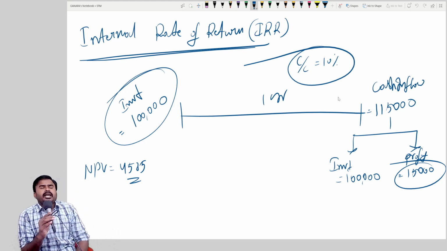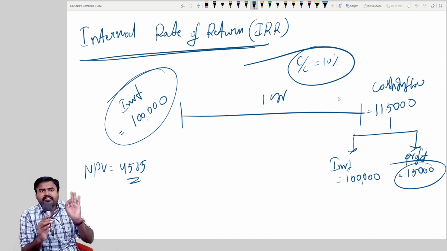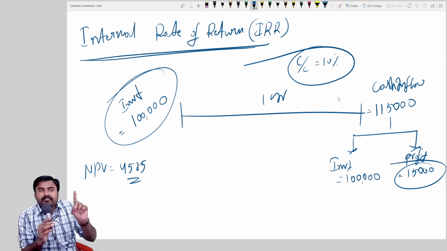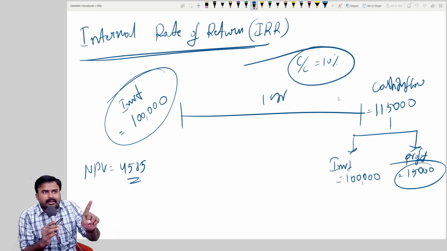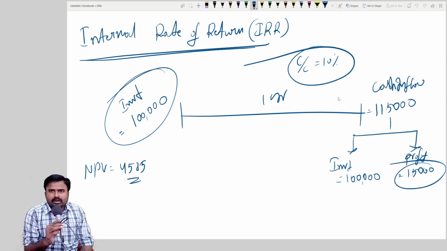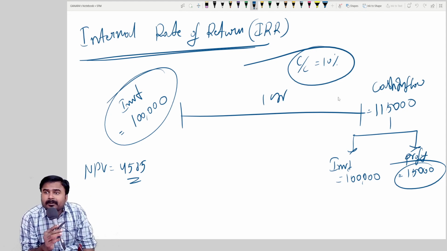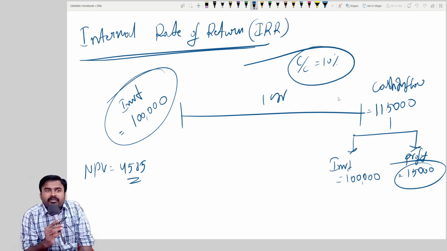Can I say like this? In every project, your future cash inflows are loaded with two components: investment plus profit. Investment plus, such profit is technically known as IRR. Such profit is technically known as what?